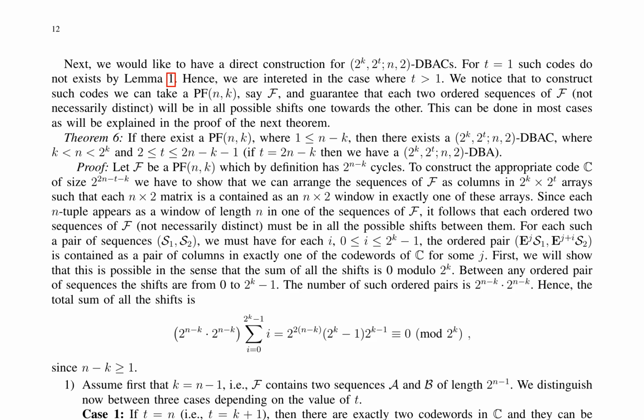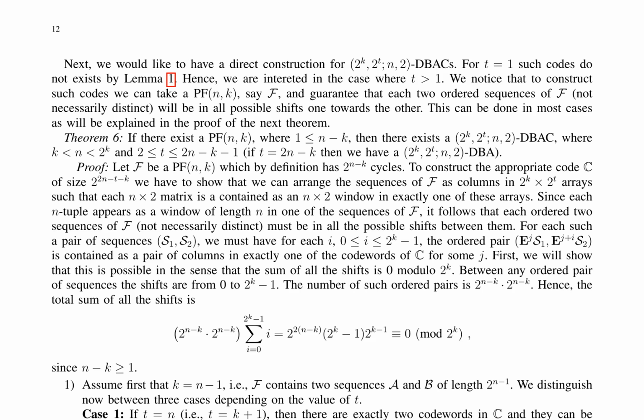The construction of 2k, 2t, n, 2 dBACs, particularly when t is greater than 1, is a significant area of research. If there exists a PF(n,k) with 1 less than or equal to n minus k, then a 2k, 2t, n, 2 dBAC can be constructed. For instance, when k equals n minus 1 and t equals n, in case 1, 2 codewords are generated. Each pair of sequences from the PF(n,k) appears exactly once in one of the 2 codewords, making the constructed code a 2k, 2t, n, 2 dBAC.